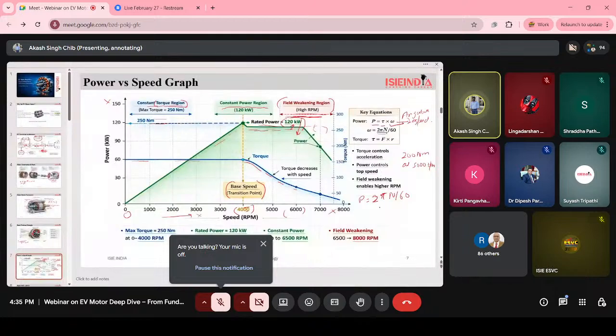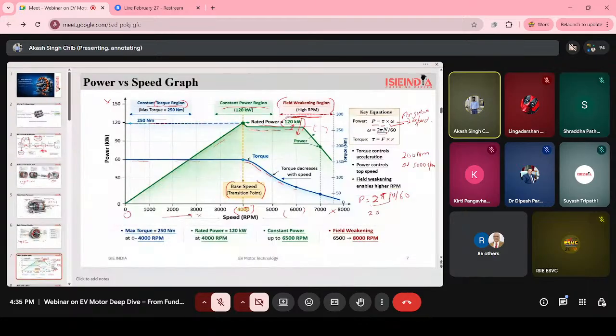Basically, it is the diameter of the motor, total diameter. As you can see, 2 pi. Pi is the radius, and for a full diameter, we get the 2 pi. And N is the speed. And 60 is the time. Minutes to seconds, basically it is minutes to seconds.